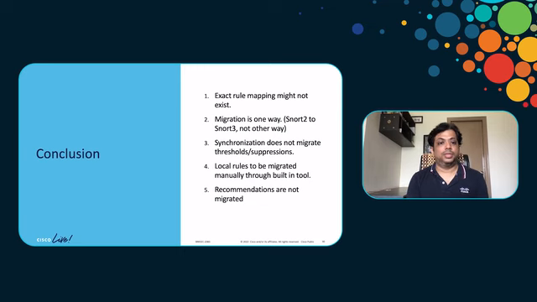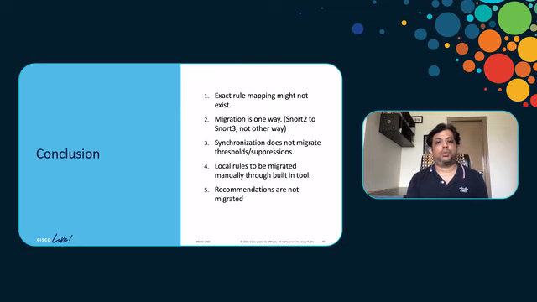Well, this concludes the session for today. So before wrapping up, let's quickly go over the key takeaways on the topics that we covered so far. Exact rule mapping might not exist between a Snort2 and a Snort3 version of the policy. Meaning, if you have a Snort2 policy of balanced security and connectivity, the number of signatures that are present in Snort2 for this policy might not be equal to the number of signatures that are present on the Snort3 version of the same policy.